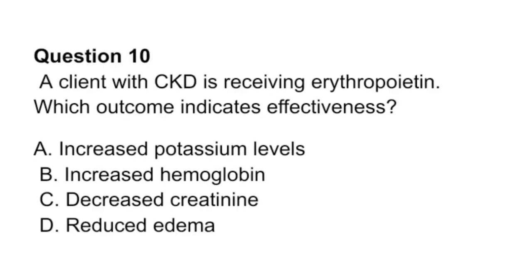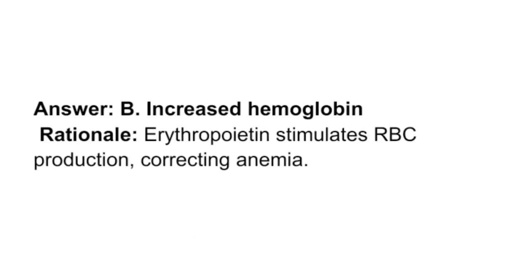Question 10. A client with CKD is receiving erythropoietin. Which outcome indicates effectiveness? A. Increased potassium levels. B. Increased hemoglobin. C. Decreased creatinine. D. Reduced edema. Answer: B. Increased hemoglobin. Rationale: erythropoietin stimulates RBC production, correcting anemia.